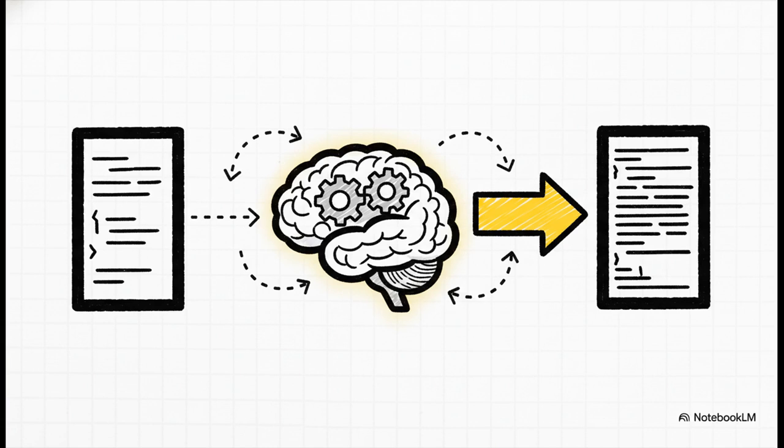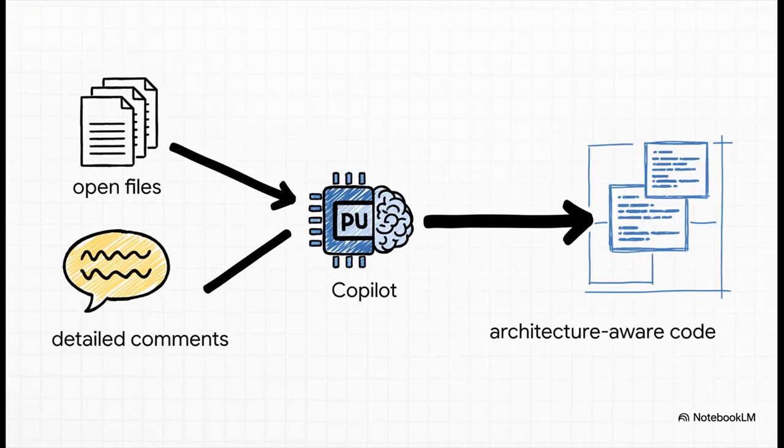And the single best thing you can do? Open the other relevant files in your editor. If you're working on a user profile page, open the user model, the API service file, the CSS. This gives Copilot this rich map of your project so it can make suggestions that actually make sense. This little diagram here, this is your new workflow. It's a beautiful feedback loop. You feed Copilot great context with open files and really detailed comments. Copilot's big brain processes all of that information. And what you get back isn't just random code, it's code that's actually aware of your project's specific architecture.